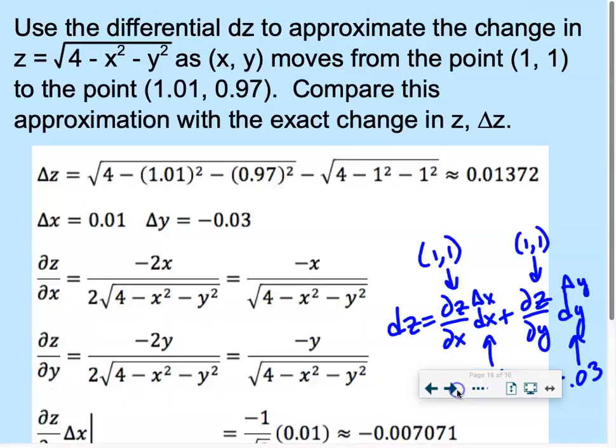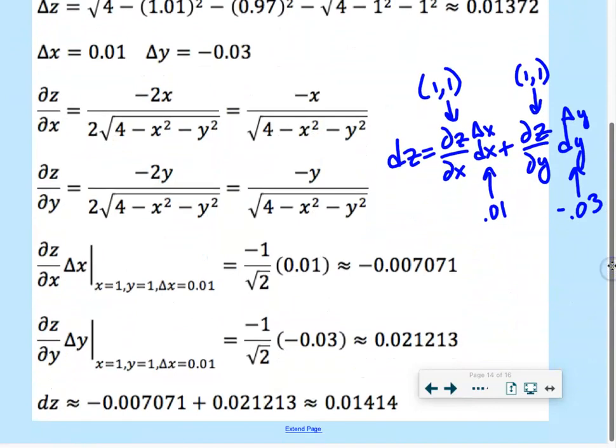All right. So anyway, back to this problem. What I did here is I found my partial z partial x by plugging in the 0.11, which was -1/√2, and then multiplied it by my actual dx, which was 0.01. And then I did the same thing here, partial z partial y, which is -1/√2, times my delta y, which is -0.03, add them together, and my estimated change in my z was 0.01414.